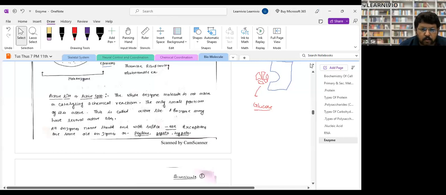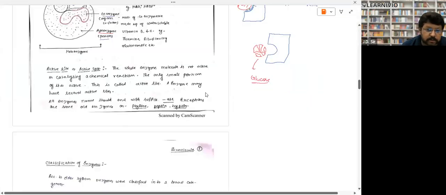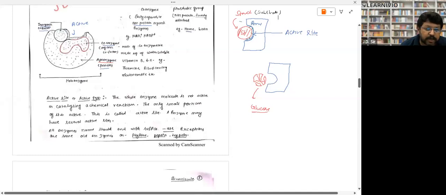Okay. Now what is the active site? That is also a question. You may get the question, what is the active site of an enzyme, right? I have made you understand what the active site is. Let me read it out for you. The whole enzyme molecule is not active in catalyzing the chemical reaction. Only a small portion of it is active. This is called the active site. An enzyme may have several active sites.